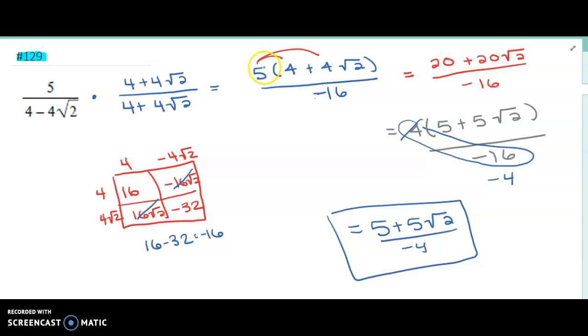Okay, in the top, I did distribute this through, and you need to, because if you get here, notice that you can factor a 4 out of here, and you could also factor a 4 out of here. Okay, so all I did is I factored a 4 out, so I got 4 times 5 plus 5 square root of 2 over negative 16, and then the 4 over negative 16 goes to 1 and negative 4, so we get our final simplified answer to here.